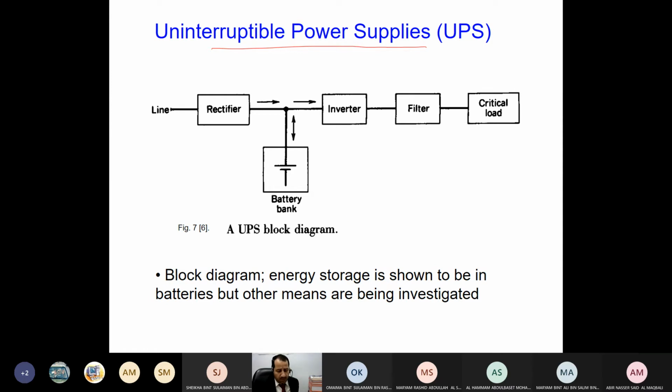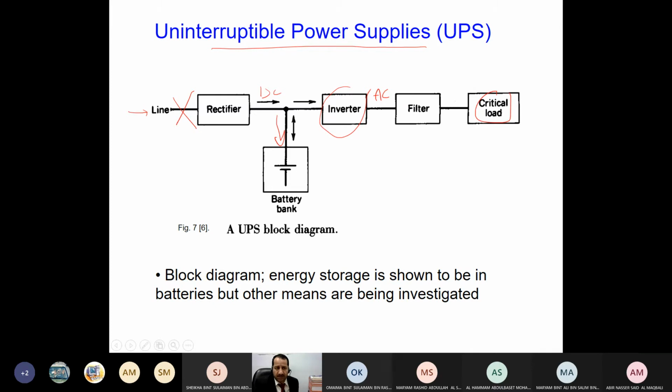Now look at how these UPS work. This is the line from the grid, the network. The rectifier will convert it into DC. DC will charge the battery, because we need the battery as a backup later on. If any shutdown occurs here, the battery will supply the required power. Then the inverter converts back to AC, with a filter to make sure we have high quality output. Then this is my critical load.